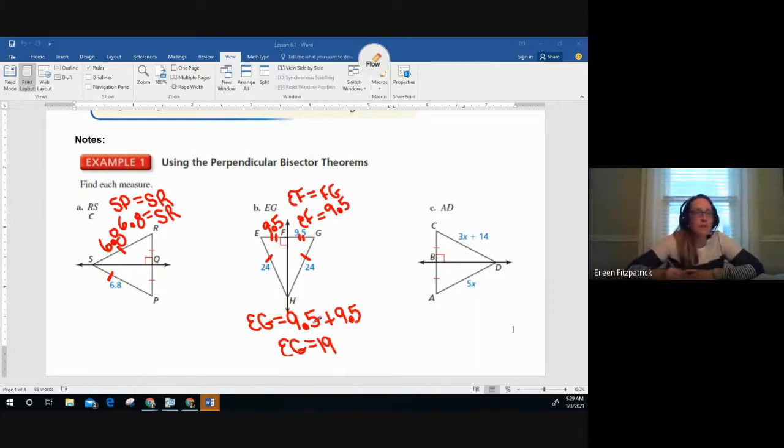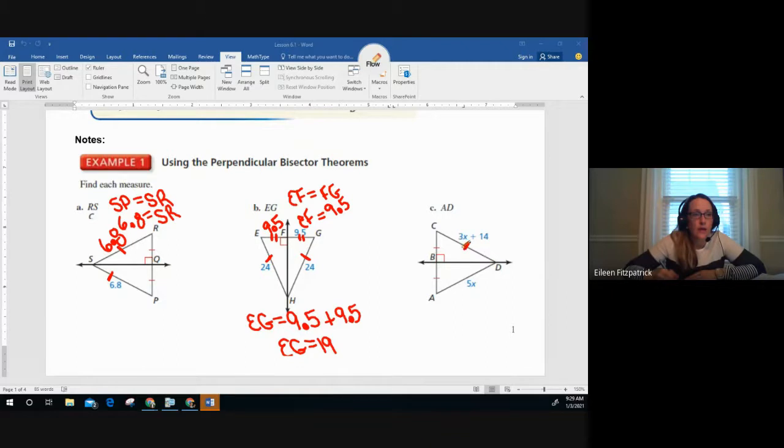All right. And for the last one here, I can see that BD is perpendicular to AC. I know it's perpendicular because of that right angle box. And BD is also cutting AC in half. It's bisecting. So that means that BD is the perpendicular bisector. Well, according to the perpendicular bisector above, that means that point D is equidistant from C to A.